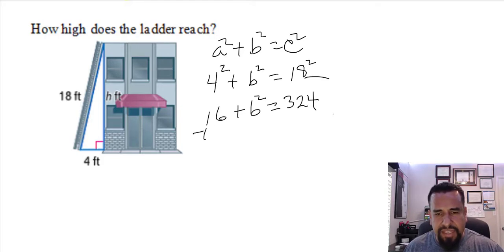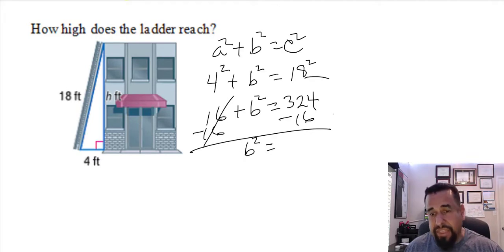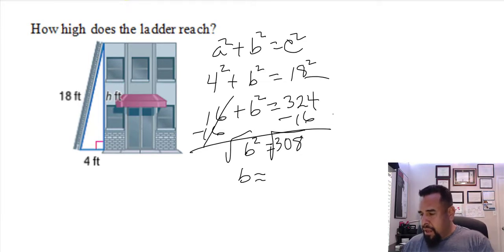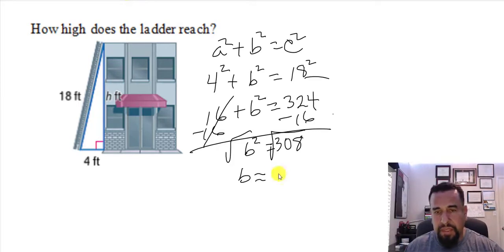Now, we're going to subtract 16 from both sides. We have B squared, which is going to be our height, the H, right? And right here, we're going to subtract. So let me see if I can subtract 8, 0, and 3. So 308, take the square root of both sides, and b is going to be approximately, hey Google, what's the square root of 308? The square root of 308 is approximately 17.55.